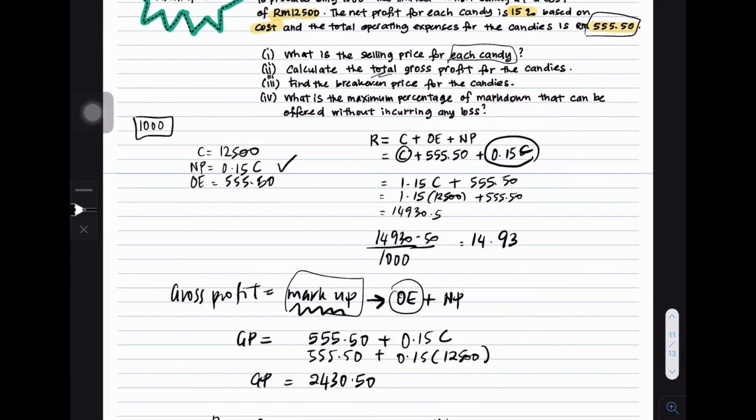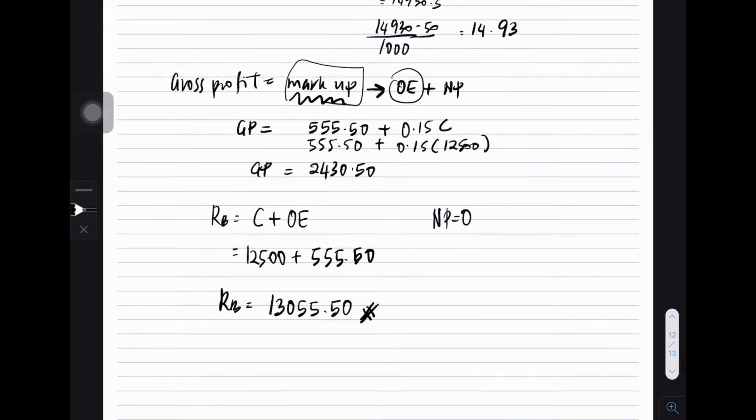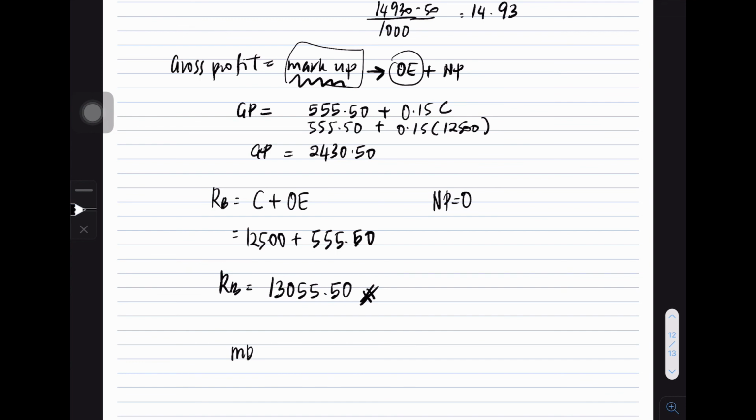Alright, so number 4. What is the maximum percentage of markdown that can be offered without incurring any loss? Okay, so maximum percentage ini, dia nak maximum percentage of markdown. So maksudnya berapa harga markdown yang paling maksimum boleh buat. So macam mana kita nak tahu berapa harga markdown? Okay, harga retail price kita tolak dengan break even price.